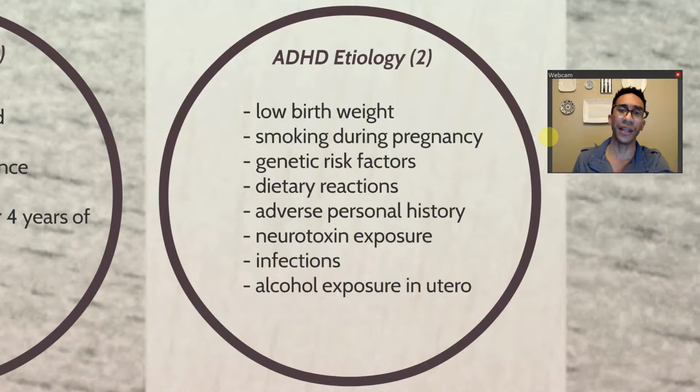Adverse personal history: abuse, neglect, sexual assault, all those different things. If that's happened to a person, they might develop ADHD at some time. Neurotoxin exposure kind of goes without saying. If you're around dangerous chemicals like lead and things like that, you're probably going to have a few problems. Infections, of course, depending on the type of infection and how severe it is, can have bad consequences. And alcohol exposure in utero. I don't know why you would drink when you're pregnant. But they found out that if you do that, then your child might have ADHD as well as a number of other things.